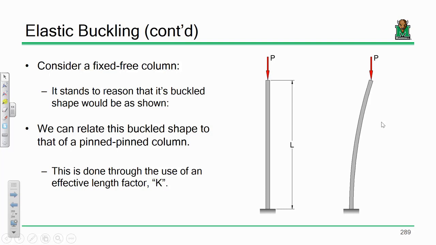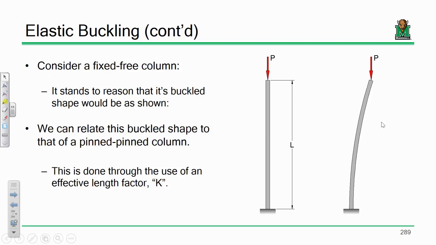Remember when we derived that formula, we had arbitrary constants, C1 and C2, and we solved for those constants using our boundary conditions. Well, our boundary conditions have changed. It's not the same column. So that formula isn't going to work. But maybe there's a way I can tweak that formula.